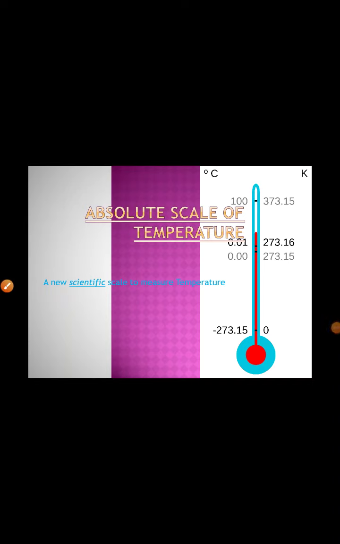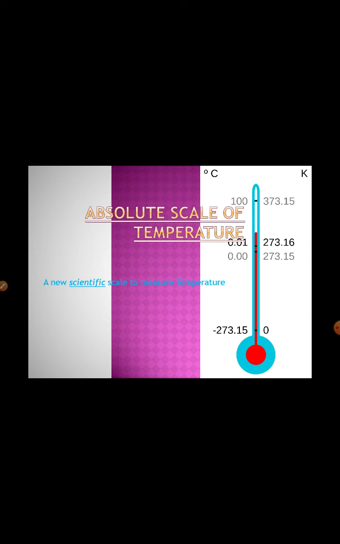Hello students, in this video we are going to learn about the absolute scale of temperature. You might have heard of different scales of temperature like the Celsius scale and Fahrenheit scale, but this absolute scale of temperature is especially for scientific use.